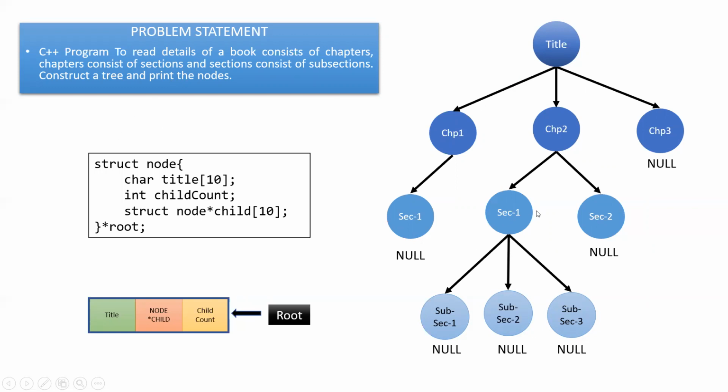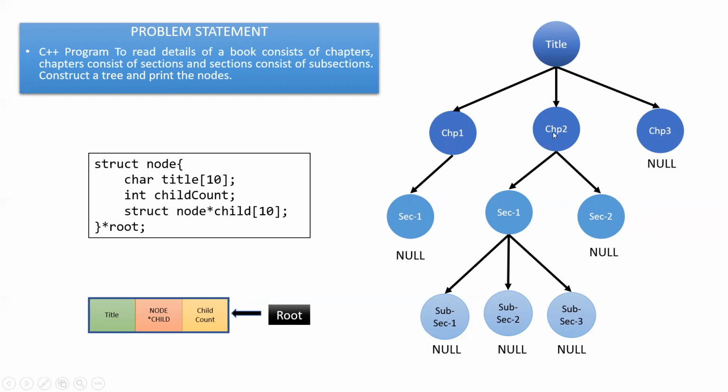So I have taken this example for our reference. The title is the root node. Then this title is going to contain 3 chapters, chapter 1, chapter 2, chapter 3. Chapter 1 is having 1 child, that is section 1. Chapter 2 is having 2 children, section 1 and section 2. And chapter 3 is not going to contain any further child node.